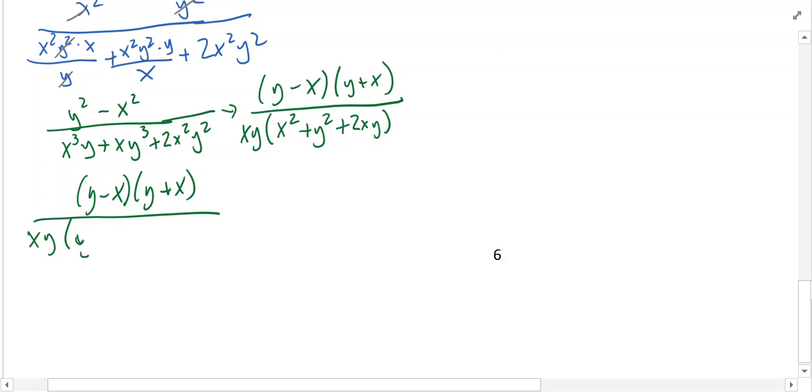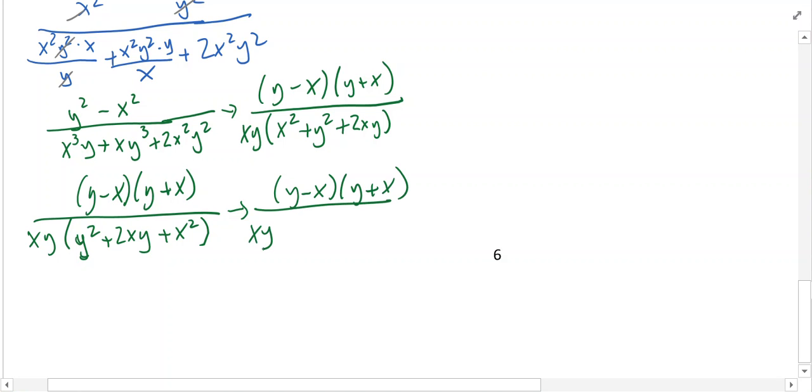y squared plus 2xy plus x squared. The reason that I put the y squared first is because in the numerator, the y was first. So again, I'm just going to rewrite my numerator like this. Then on the bottom, I factored out xy. Now when I factor this, this is a perfect square trinomial, so this is going to factor into y plus x times y plus x.